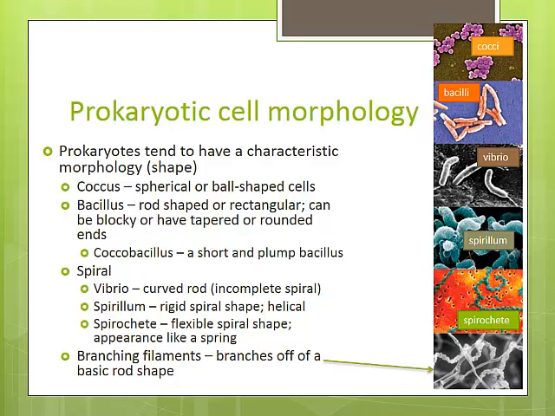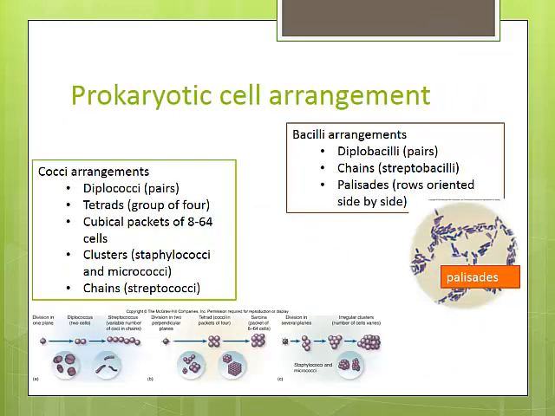And then finally we have branching filaments. That's our last photo there. And basically there's a rod shape that's centrally located, and then we have branches coming off of that basic rod shape. So prokaryotic cells not only have a specific morphology or shape, they also have a specific arrangement, meaning when there's more than one cell, how do they congregate together?